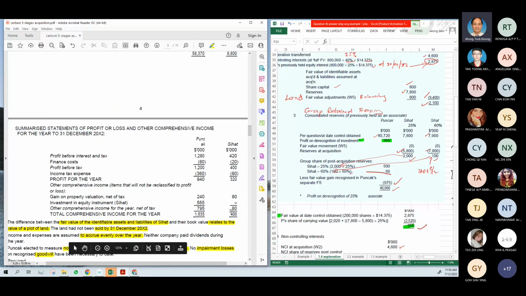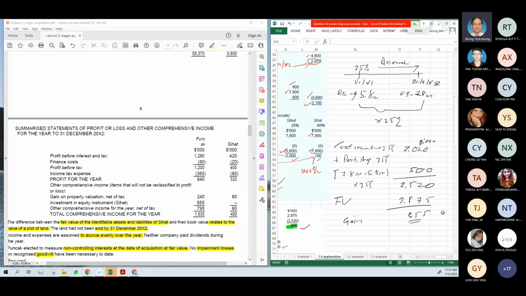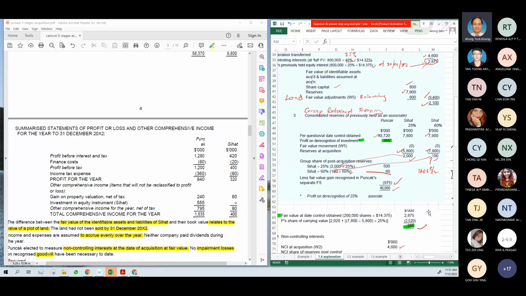So 3 months is how much? 3 over 12 times 400, you get 100. So the rest will be Sehat's, 300. Just how we confirm the 2,000 also: 7.8 minus 5.8, 2 million. Same as what I mentioned here, 2 million, and 25%, you get 500. Okay, up to here, any question?